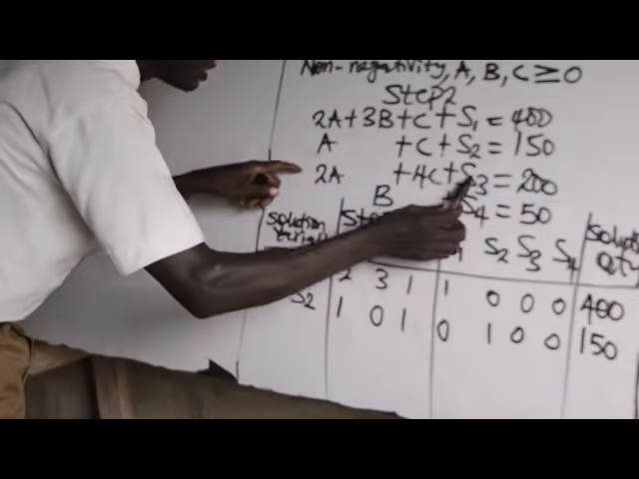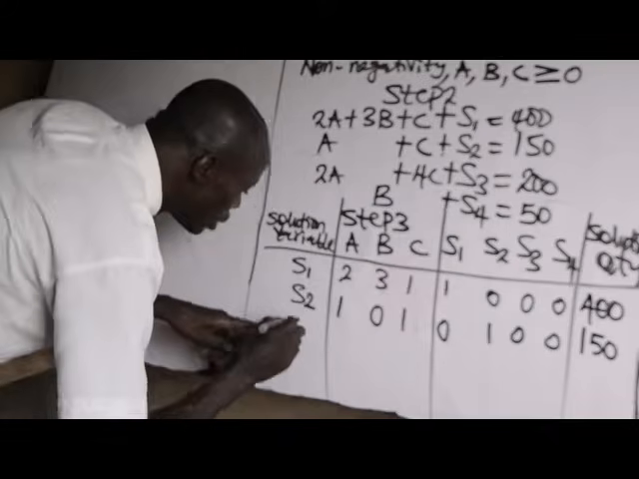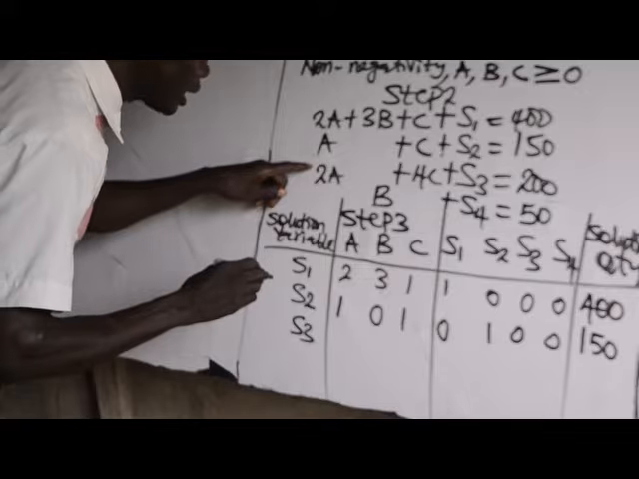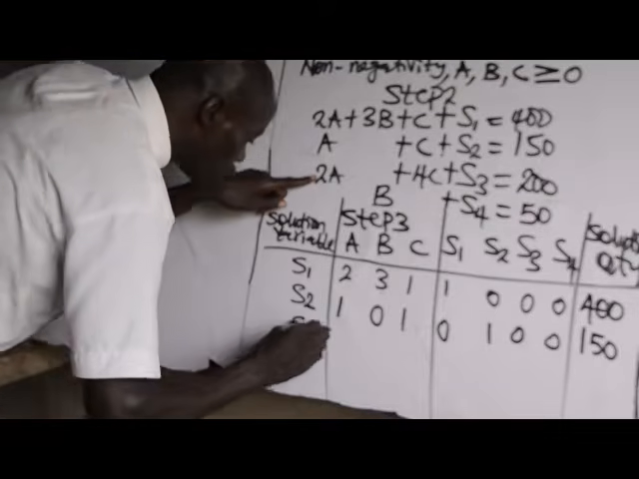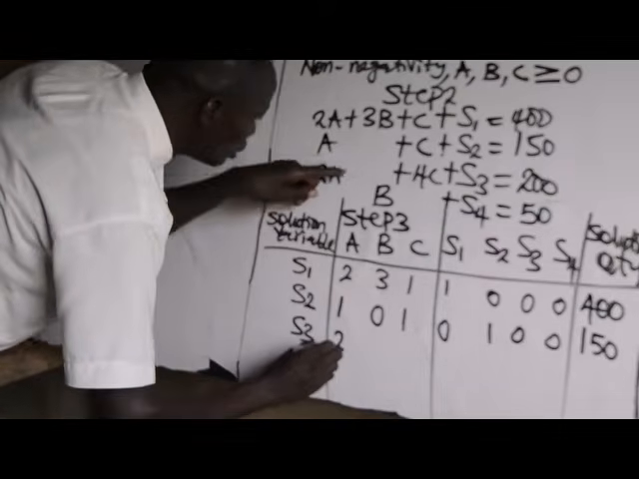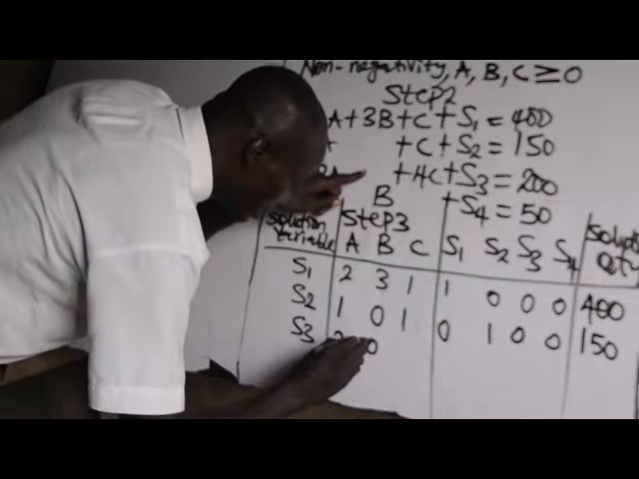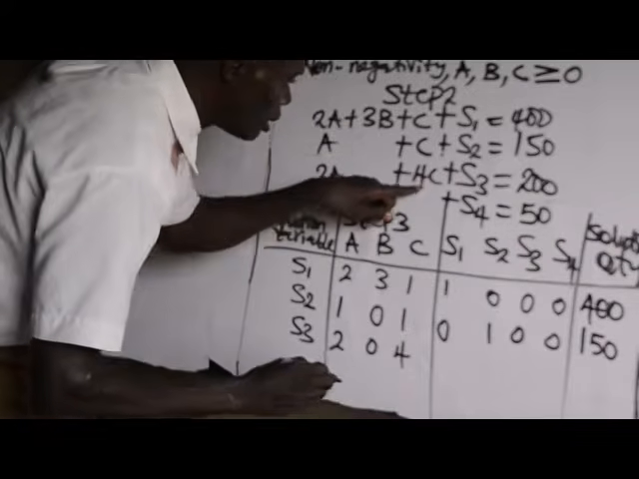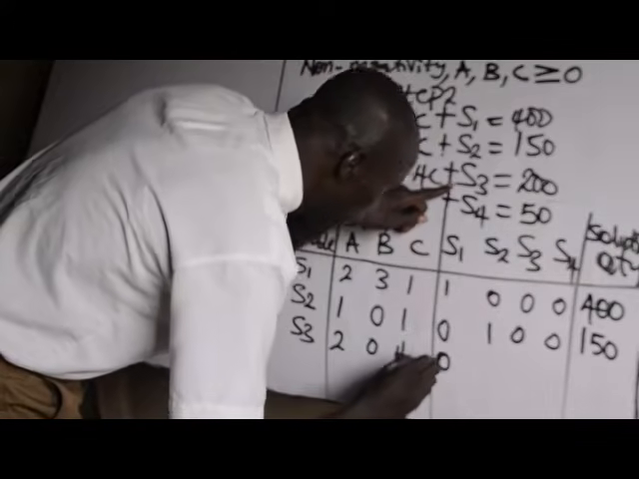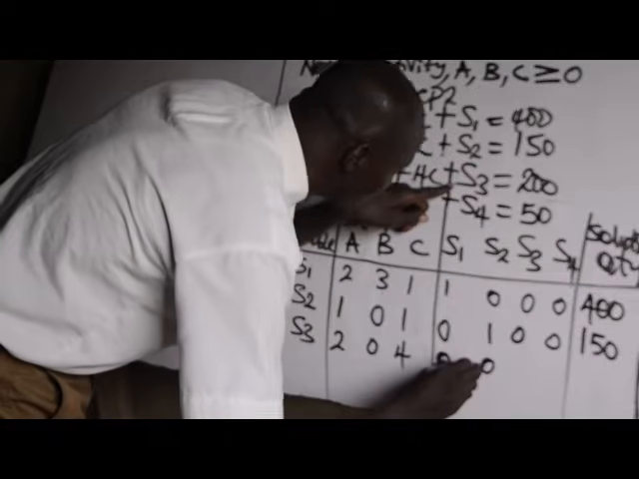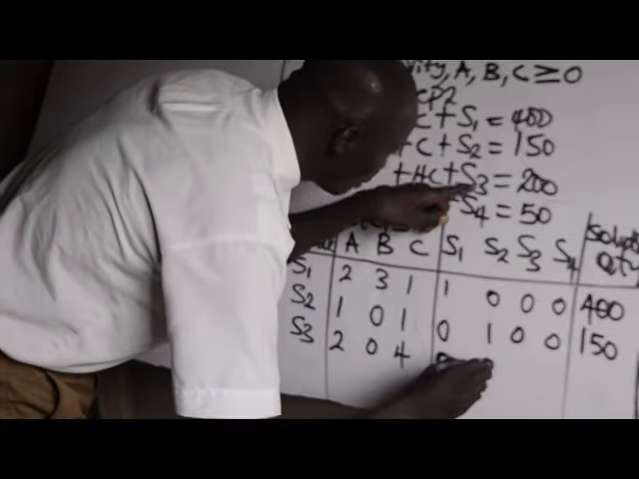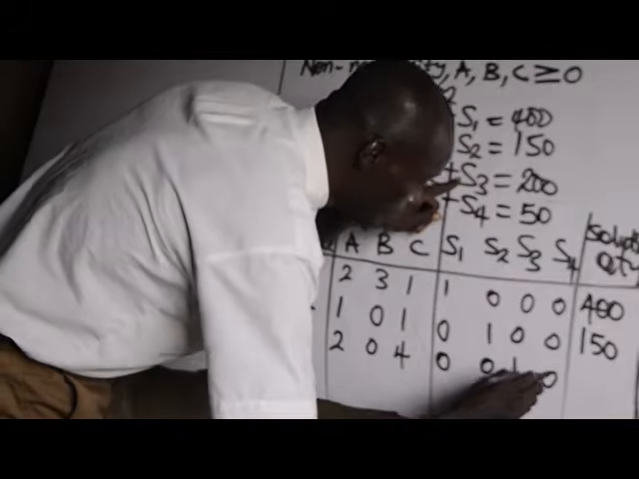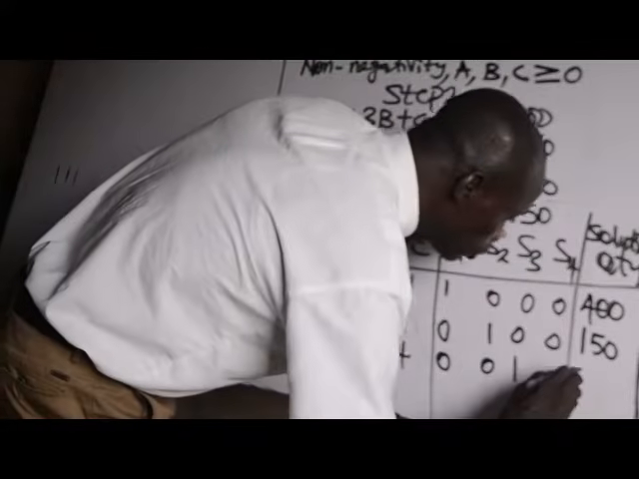The third equation contains slack 3, so you put S3. In the equation that contains slack 3, the coefficient of A is 2. No B there, so you put 0. Coefficient of C is 4. No slack 1, so you put 0. No slack 2, you put 0. The coefficient of slack 3 there is 1. No slack 4, so you put 0. And we have it equal to 200.